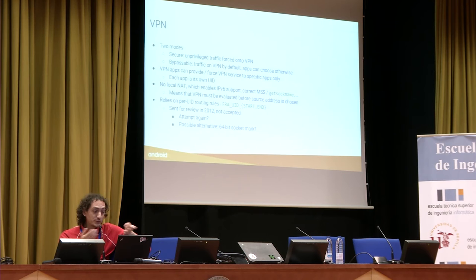We could try it again, or we could have a 64-bit socket mark where only the bottom 32 bits make it into the SKB. We're not sure what to do with this. Feedback welcome if you have a bright idea. But we do need to have different routing tables on a per app basis. It's just a hard requirement. We can't not do that.